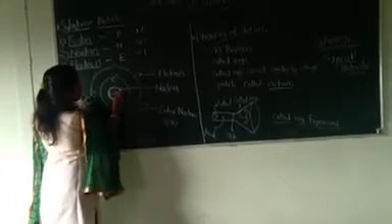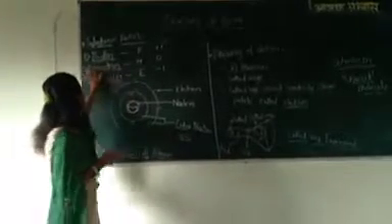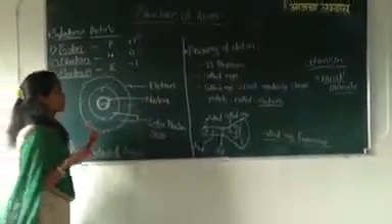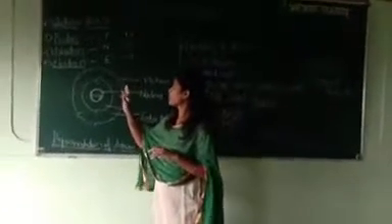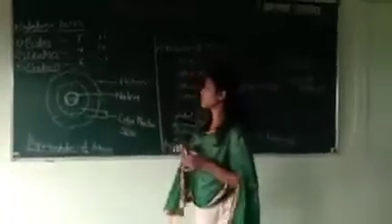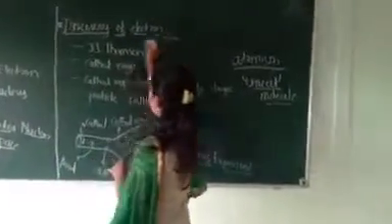This is the nucleus. These are electrons, and this space is the extranuclear space. In the extranuclear space, electrons are present, and neutrons and protons are present in the nucleus. So this is the structure of atoms. Next, we have to study how the proton, neutron and electrons were discovered. First, the discovery of electrons.